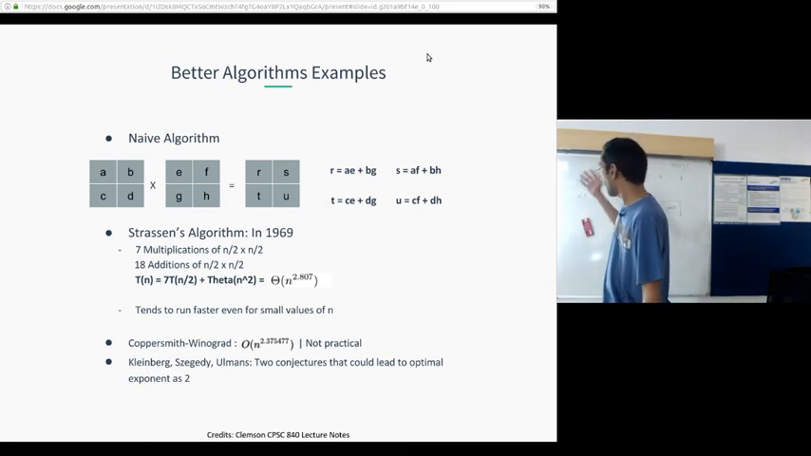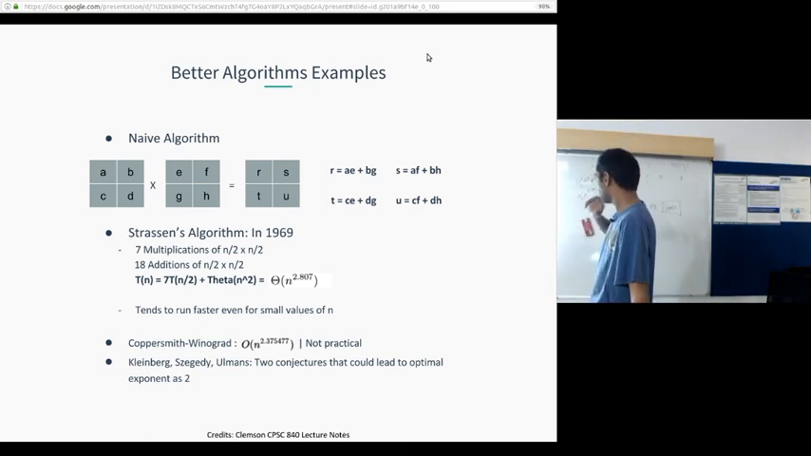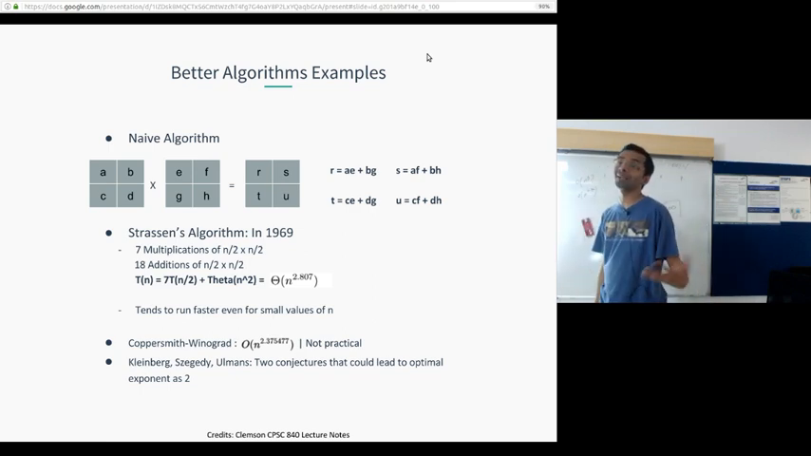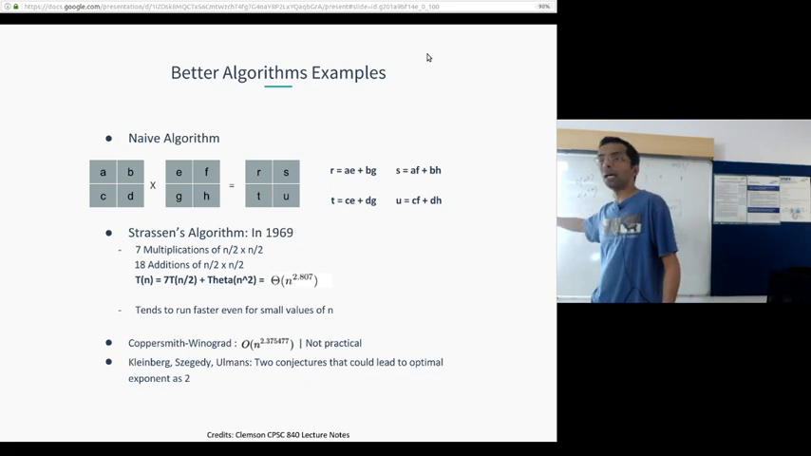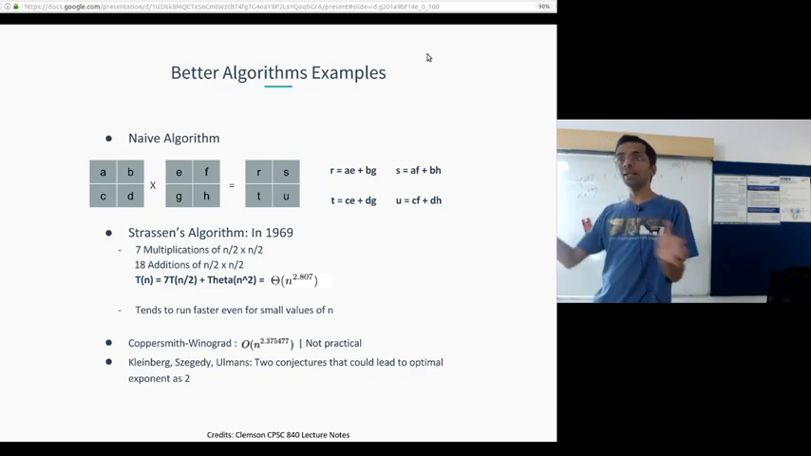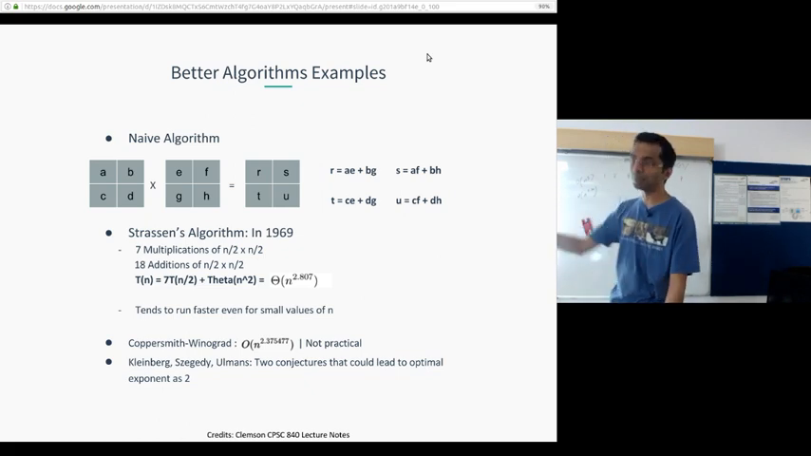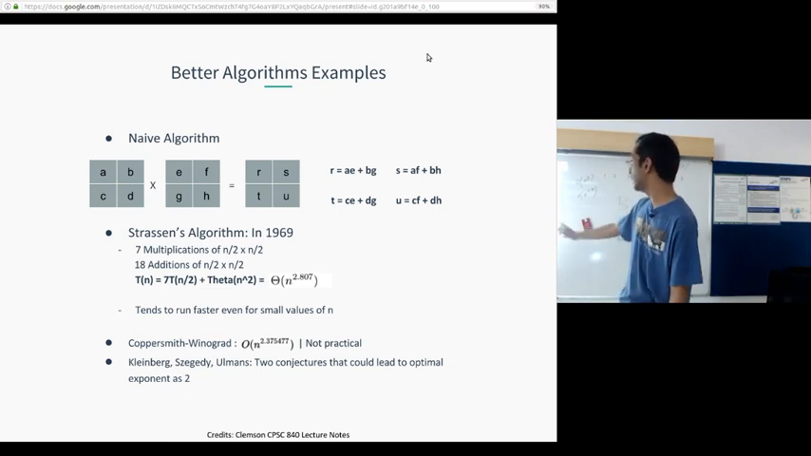And the good thing about this algorithm is that it is actually practically possible. It's not just theoretically that you have this result. It actually is practically useful also. There are some conditions, there are some gotchas, but in general that is useful.